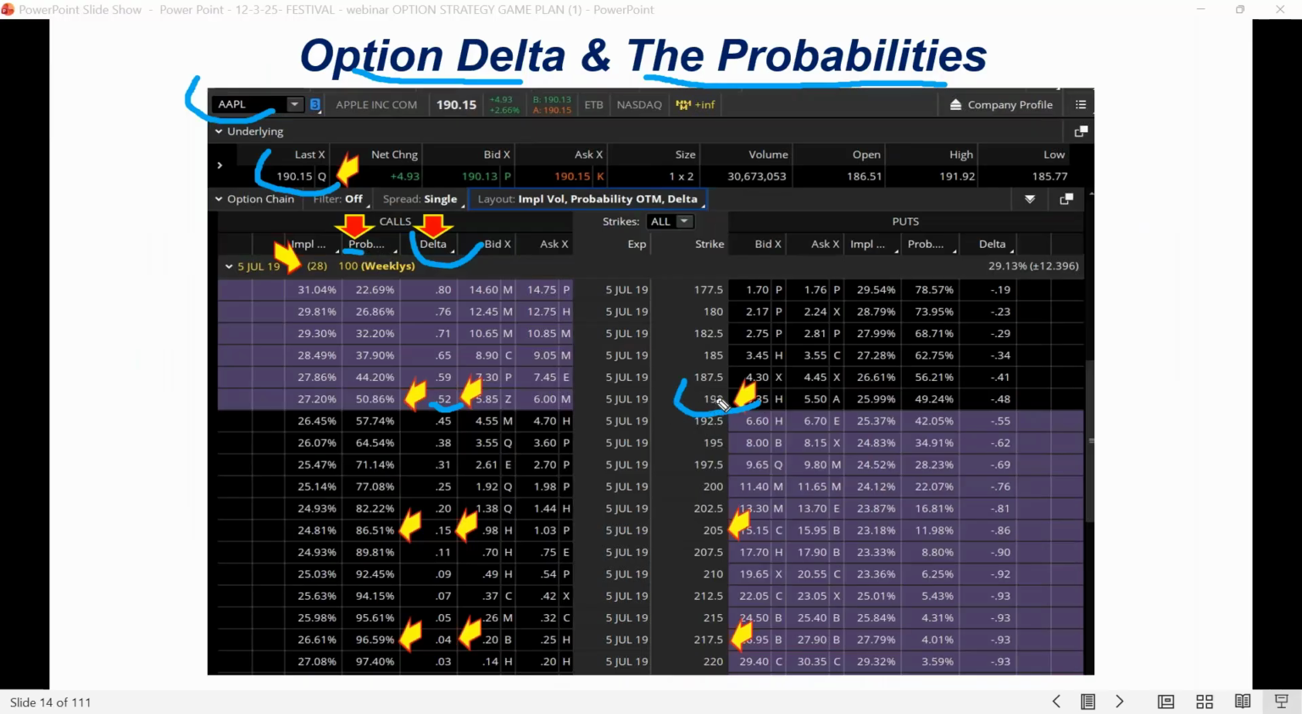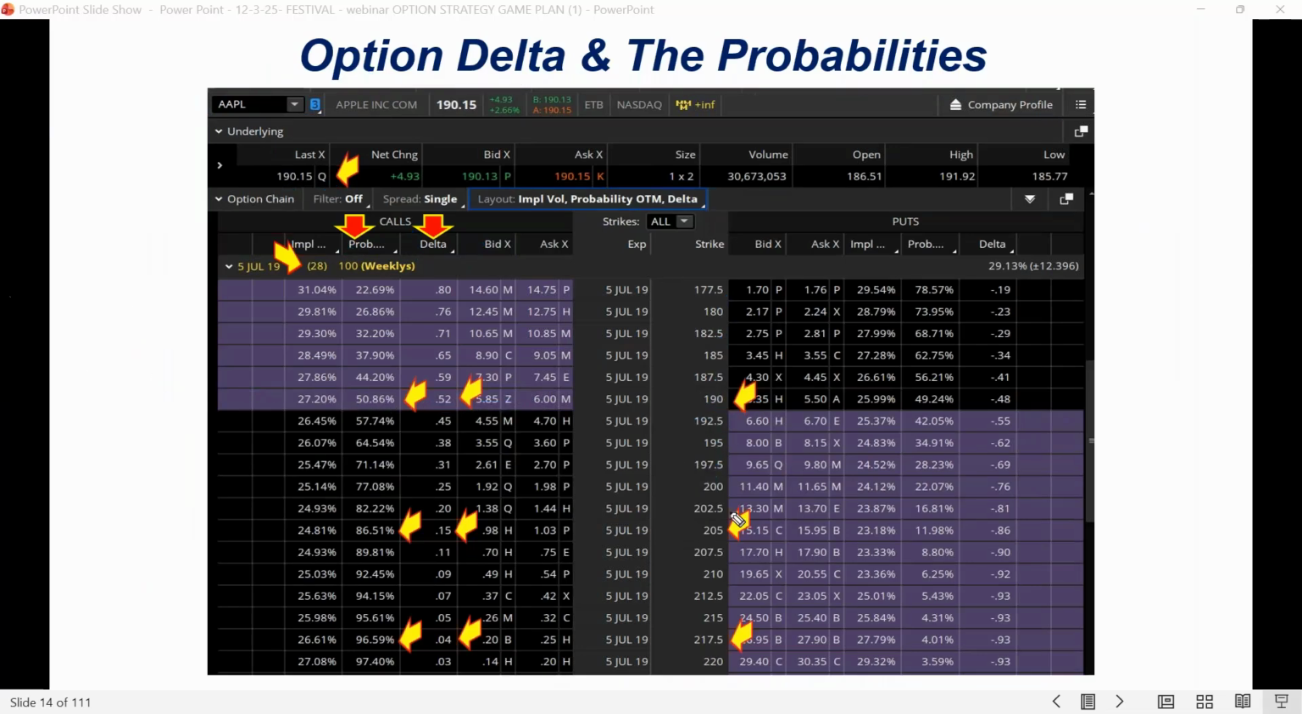So if you were to buy that 190 call strike here for $6, you're paying that $6. With that delta of 50, it's like a 50-50 chance that it's going to be either above 190 or below 190. So 52% probability. That's how you can read it. And that's what's called the probability out of the money right there. You can see 50.86.